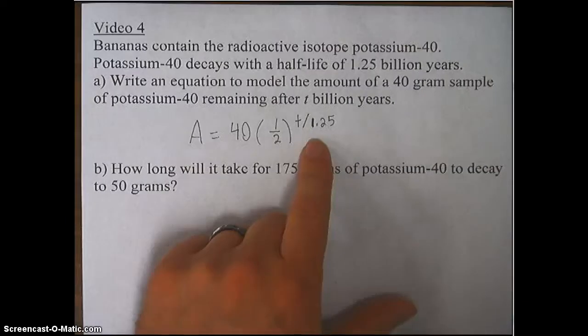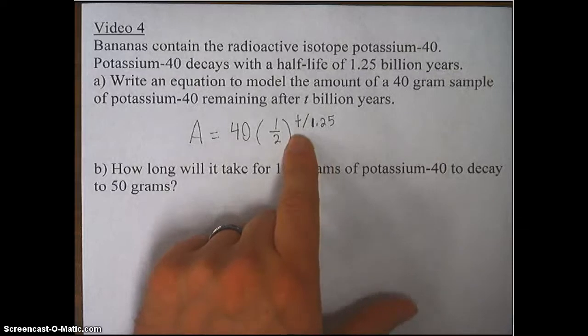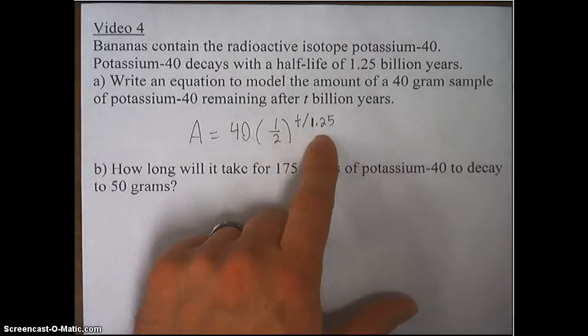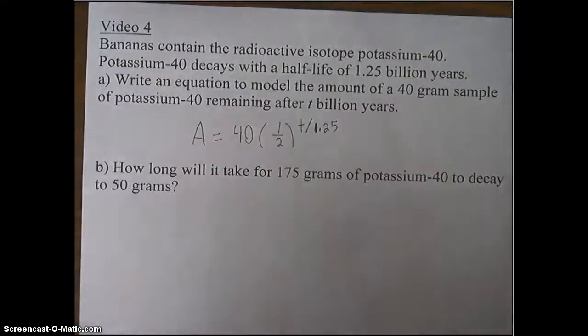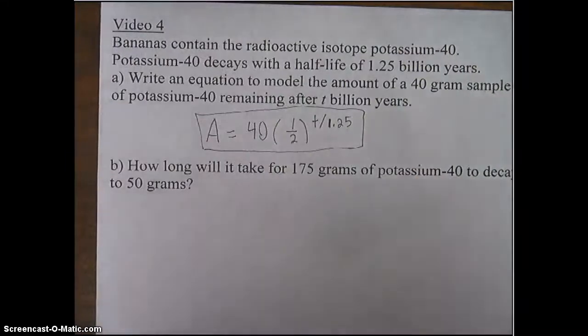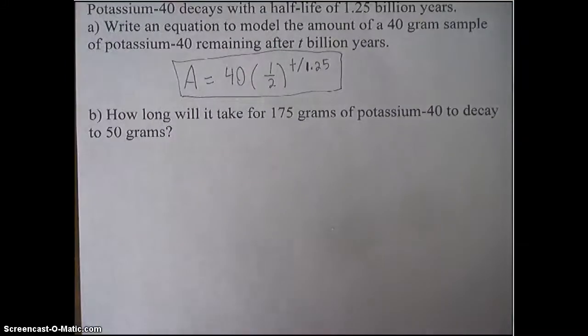Now, I only wrote 1.25 because I know that t is in billions of years. If I thought t was just in years, then I'd write 1.25, and then I put a bunch of zeros for billion. So that is the equation. Part B, how long will it take for 175 grams of potassium-40 to decay to 50 grams? Let me show you how to solve that.